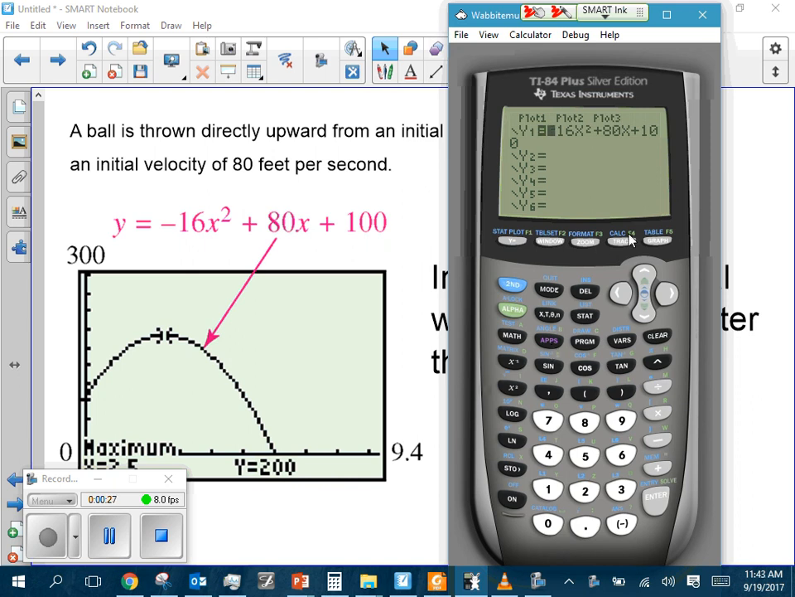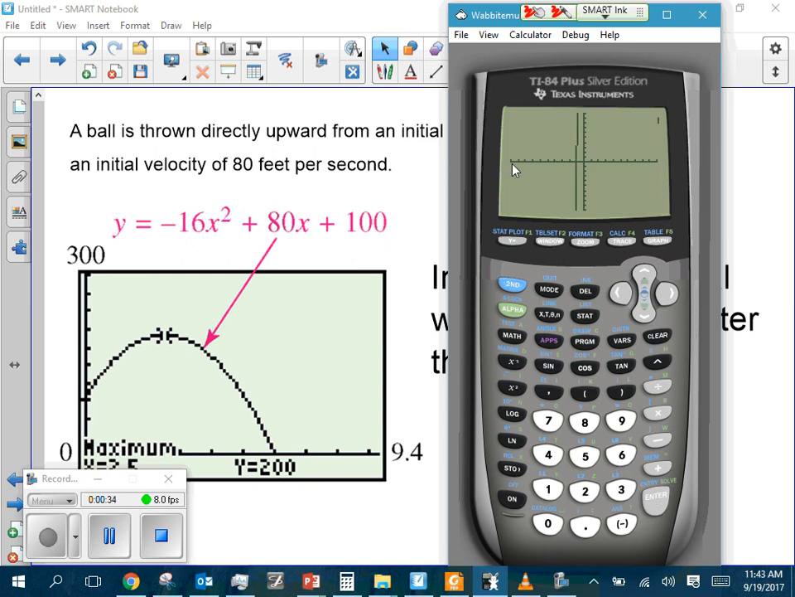The next thing we're going to do is graph that. Most of your graphs, like I said, are going to be standard view. They go from -10 on the x-axis to +10, and the same thing on the y-axis, which doesn't render a very good parabola for us.